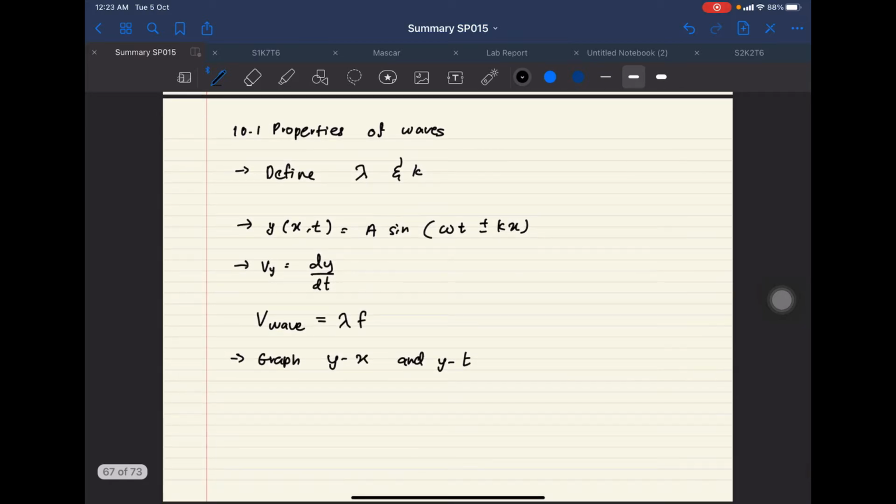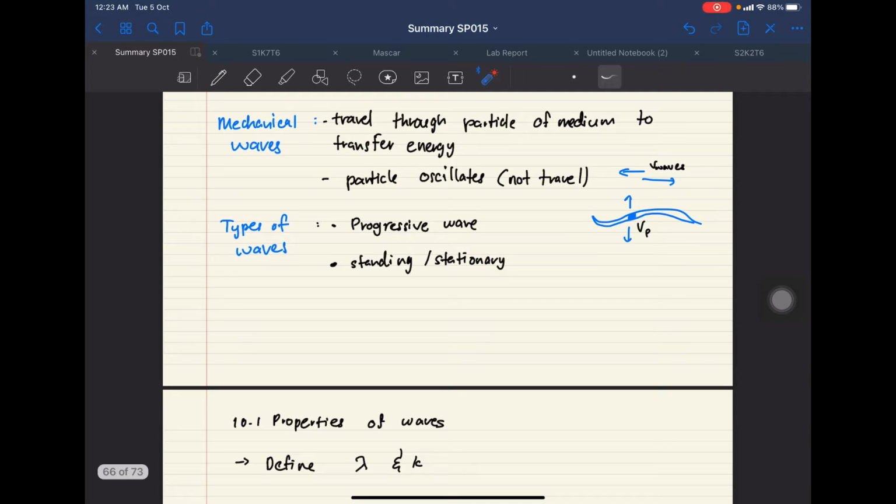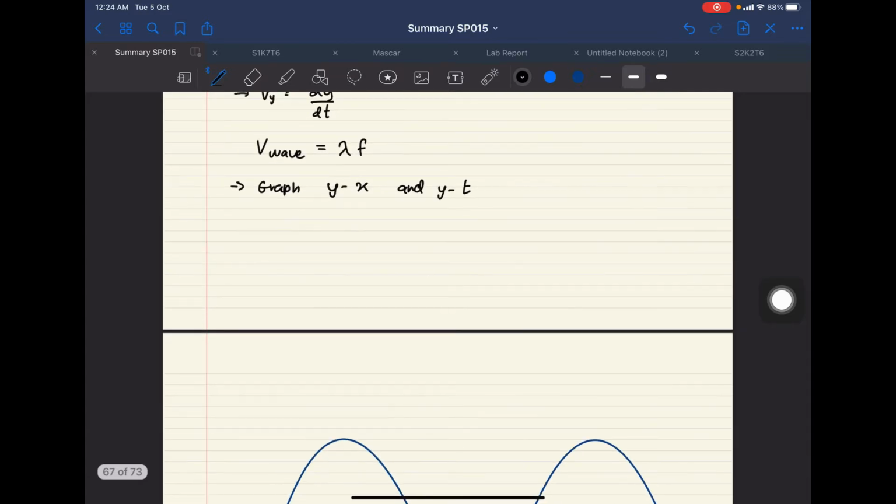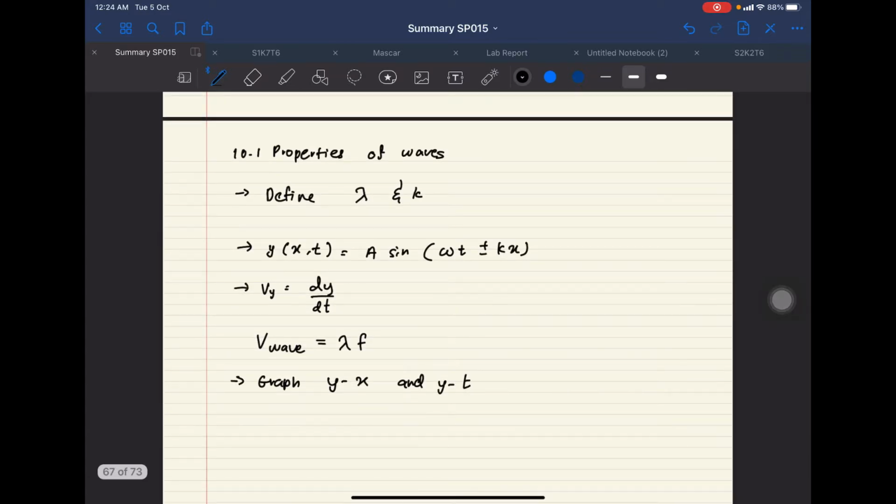What you need to know in 10.1 is the learning outcome. You need to be able to define lambda and k. What is lambda, what is k? You need to be able to use this equation to solve a problem, and you need to be able to differentiate between the v particle, which is what we call vy, and v wave. I think they use vy, so I'm going to change it to vy, because the particle vibrates in the y component. And then you need to be able to draw a graph of y against x and y against t.